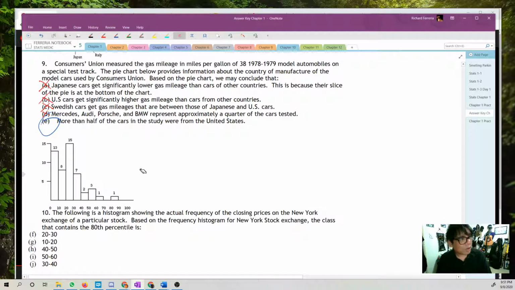So where is the 80th percentile? Well, how many closing prices do we have? We have 13 plus 8, that's 21. 21 plus 15, that's 36. 36 plus 7, that's 43. Plus 2 is 45. Plus 3 is 48, 49, and 50. So these are 50 stock, or 50 closing prices.